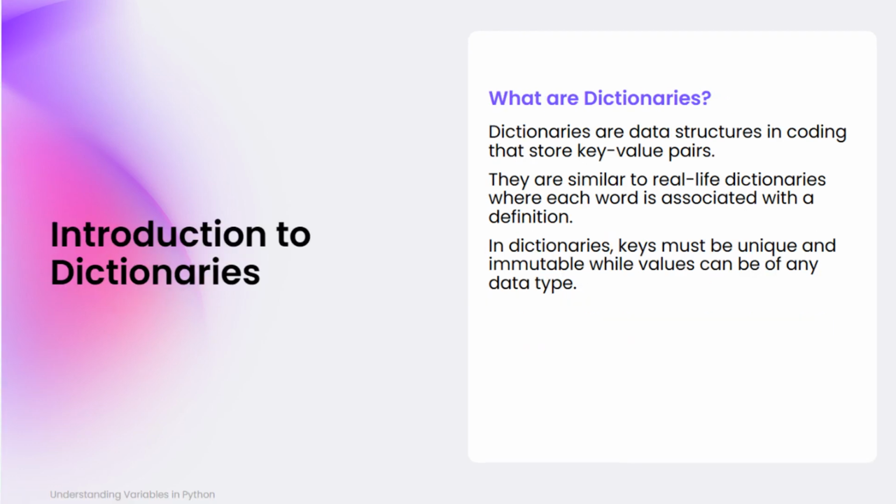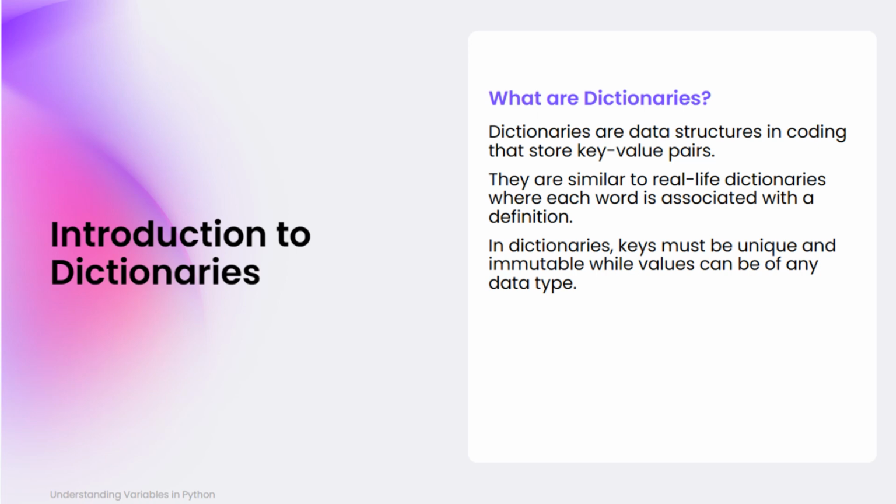So let's talk about the last data structure of this video, which is dictionaries. Dictionaries are data structures in coding that store key value pairs. They're similar to real life dictionaries, where each word is associated with a definition. In dictionaries, keys must be unique and immutable, while values can be of any data type.